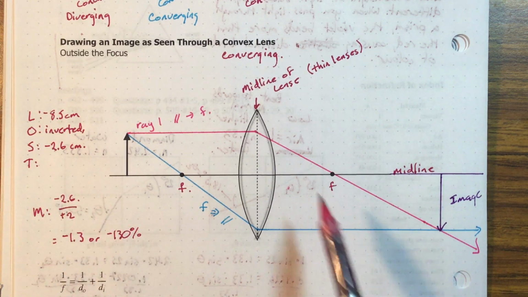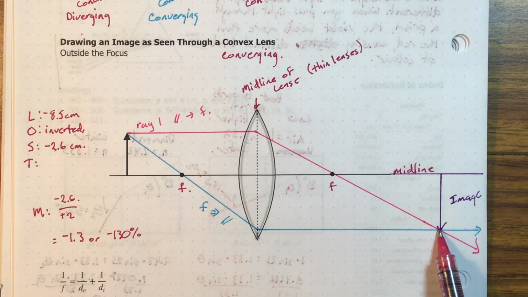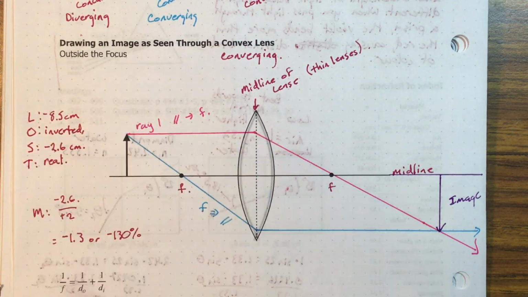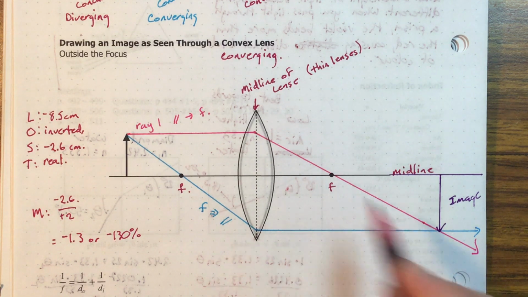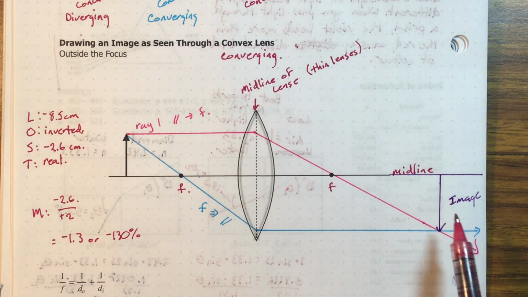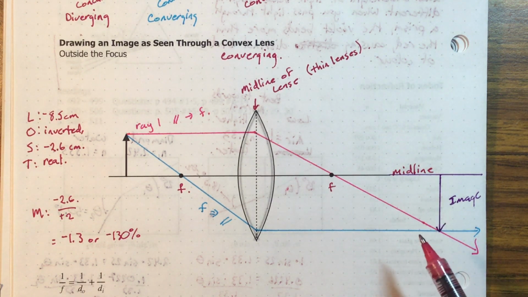Now the type. We have two rays converging. That means this is going to be a real image. So converging rays make real images. As long as the image is on the other side of the lens, it's going to be real. Right? That's the opposite to mirrors.